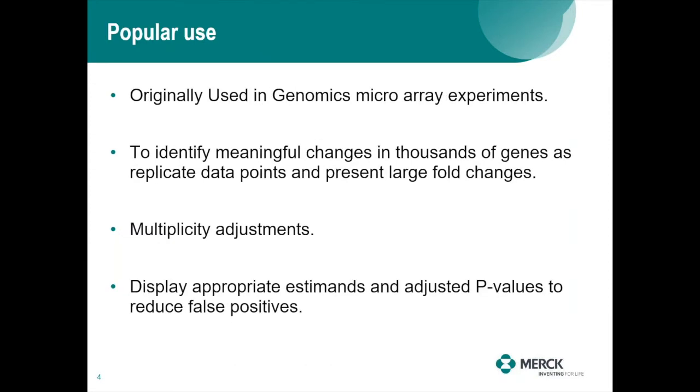Originally, it is popular in genomics microarray experiments. It helps to identify meaningful changes in thousands of genes as replicate data points to present large fold changes, and also helps in identifying the multiplicity adjustments and in displaying appropriate estimates and adjusted p-values to reduce false positives. Estimates are nothing but the variables which we want to analyze statistically, and the false positives are type 1 and type 2 errors.